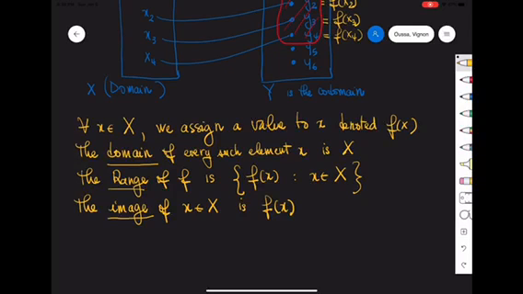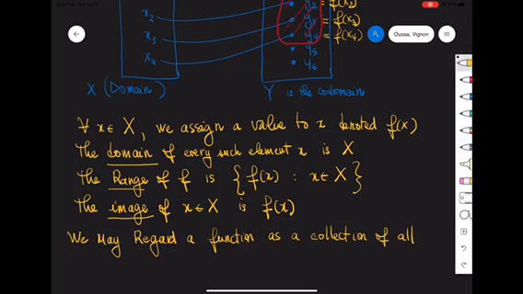So one can actually go a little further and say the following: we may regard a function simply as a collection of all ordered pairs of the type x, f of x, such that little x is in some set X. This can be used to also define what a function is.